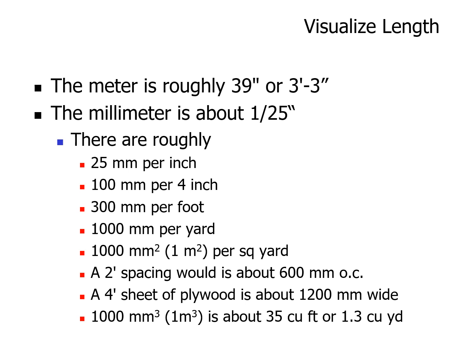A 2 foot spacing would be about 600 millimeters. A 4 foot sheet of plywood is 1,200 millimeters wide. 1,000 millimeters cubed, remember that's 3 sides, is about 35 cubic feet or 1.3 cubic yards.